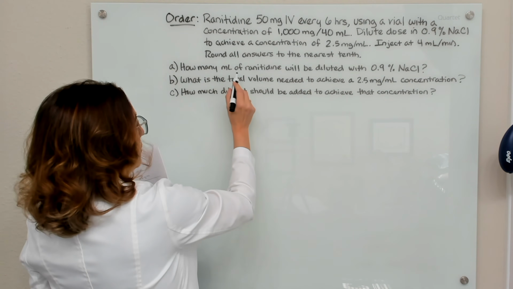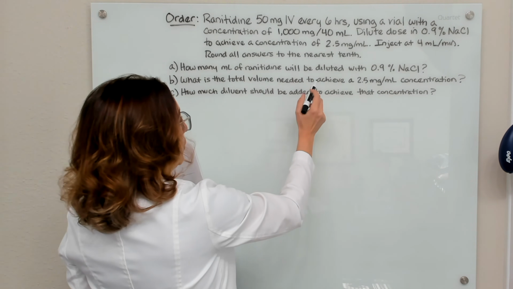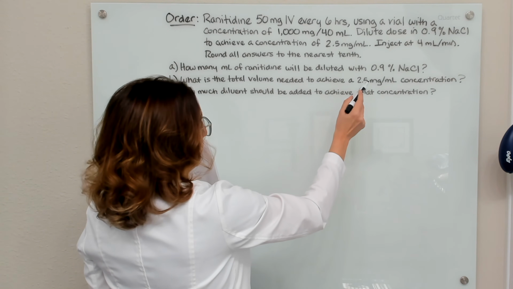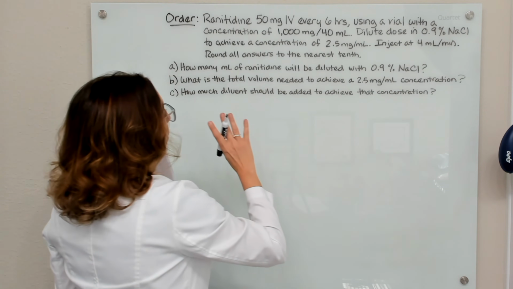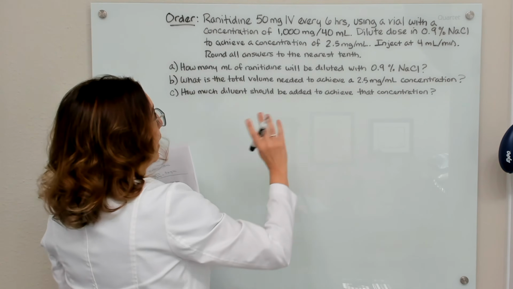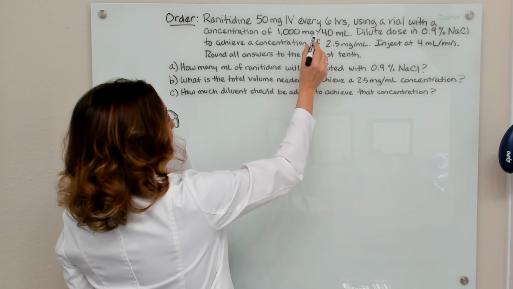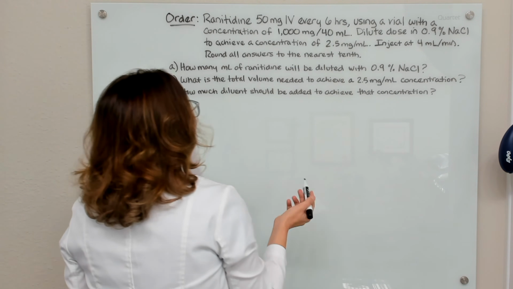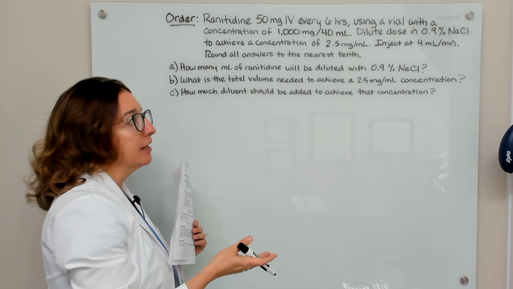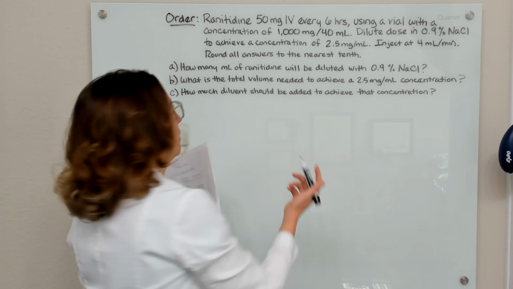How many milliliters of ranitidine will be diluted with 0.9% NaCl? So this is before dilution. Like, how many milliliters do we need to get out of this vial? So we can solve this using dimensional analysis, ratio and proportion, or the formula method.